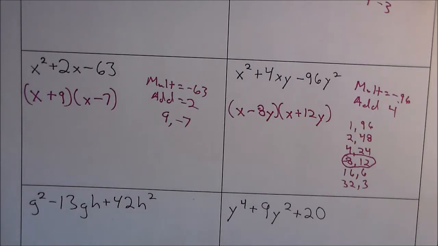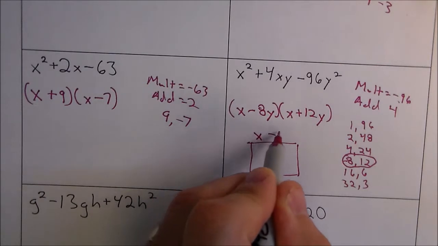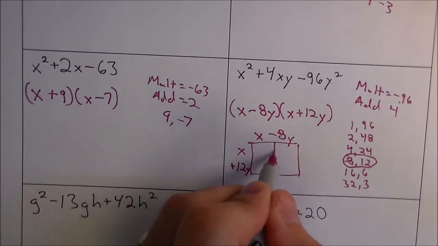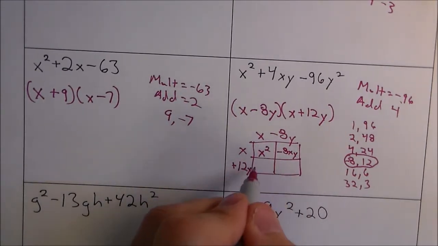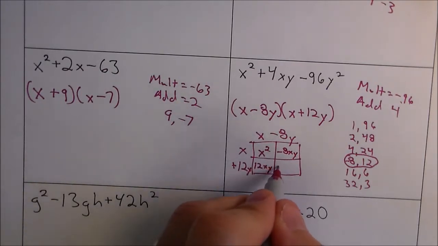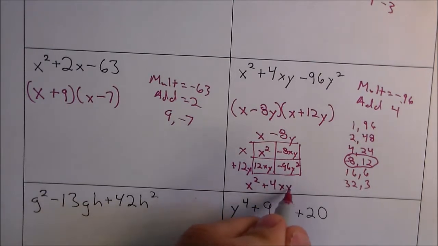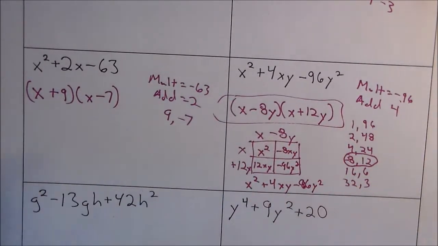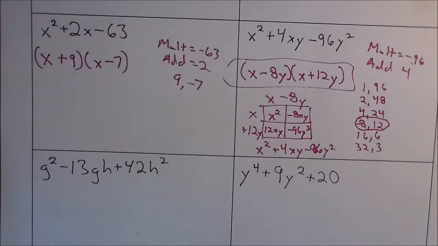Now, on some of these, I'm getting the answers very quick, but you always have the process built in to check your answer. So x minus 8y, x plus 12y. I set up that area model box method, and I can go in and check to make sure I'm getting the right answer. So when I put this back together, I get x squared plus 4xy minus 96y squared, and it does match my original answer. So I encourage you sometimes, if you're a little unsure about the values or how this pattern works, to go back, multiply, and make sure you get back to your original answer.